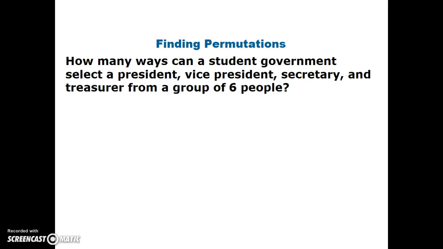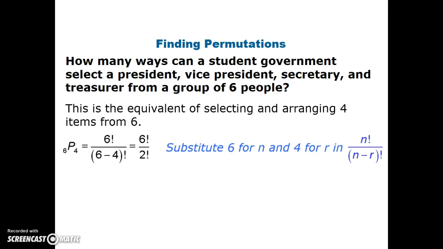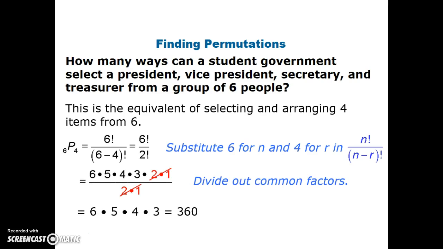So how many ways can a student government select a president, a vice president, a secretary, and a treasurer from a group of 6 people? So there are 4 choices we're going to make, 4 items, in total number of items being 6. So it's equivalent to selecting and arranging 4 items from 6 total items. So 6 is N and 4 is R. We plug that into our permutation formula and we get 6 factorial over 2 factorial. We'll divide out the common factors. That has a value of 1. And so there are 360 ways to select 4 people out of 6 when order matters.